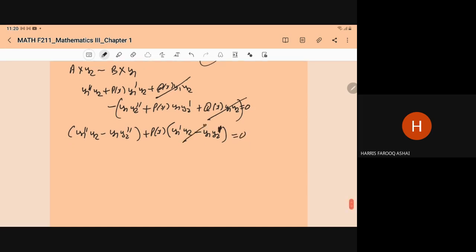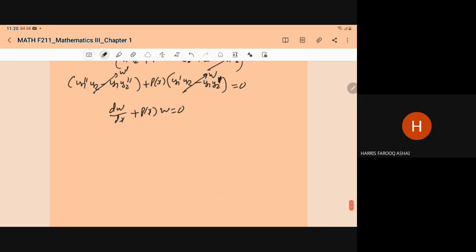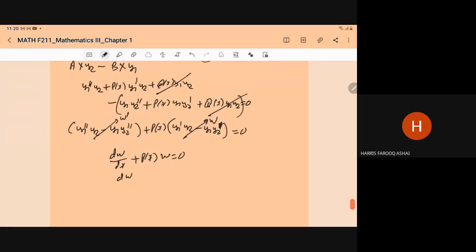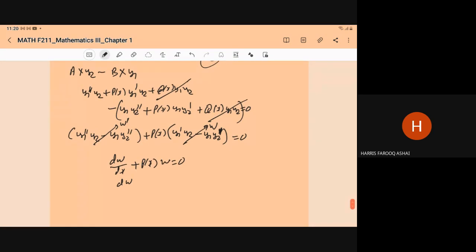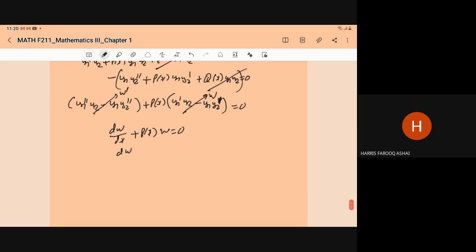And what is this? This is the W. And what is this? This is the W dash. So we can write it as dW by dx plus px into W is equal to 0. Yes, it won't matter because it is equal to 0.